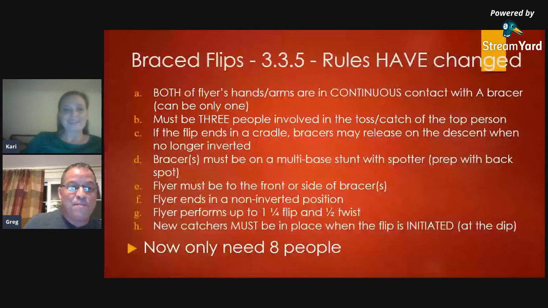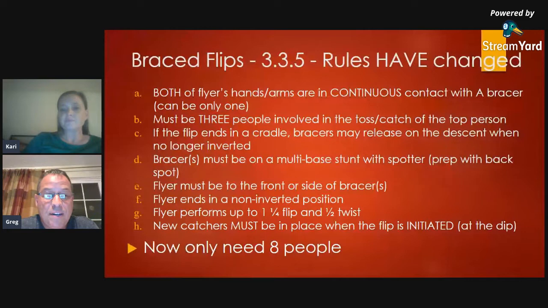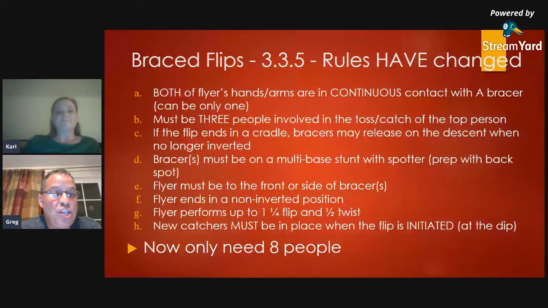So when you talk about 335, both of the flyer's hands and arms are in continuous contact with a bracer. Now it can only be one. It does not have to be two. Last year it had to be two, connected on both sides. This year it can be connected on just one. I have already seen and approved videos, so this is already happening. Be aware that they can just be attached to one person, but both hands have to be attached.